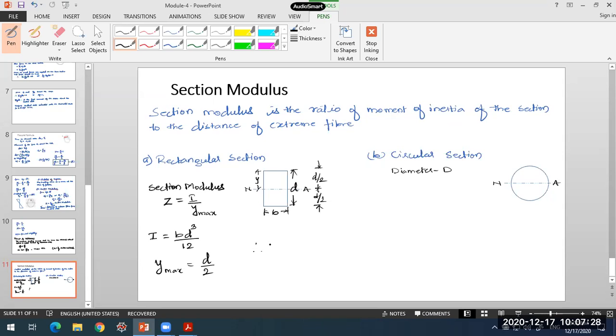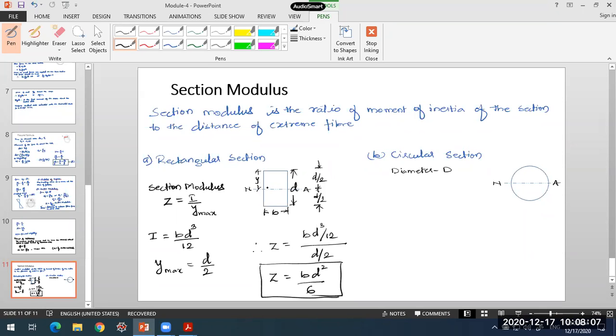Therefore, Z will be equal to b d cube by 12 divided by d by 2. So that gives us the section modulus as b d square by 6. So this is the section modulus for a rectangular section. In case of a rectangular section, the section modulus comes out to be b d square by 6. I took the moment of inertia of this rectangular section, which is b d cube by 12, and divided that by Ymax, the distance of extreme fiber from the neutral axis.